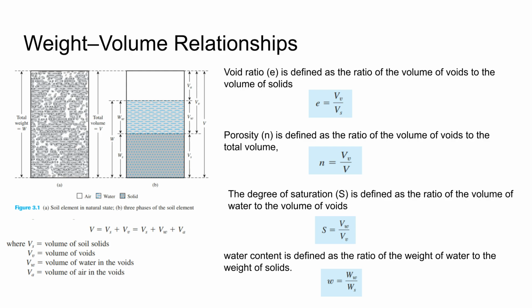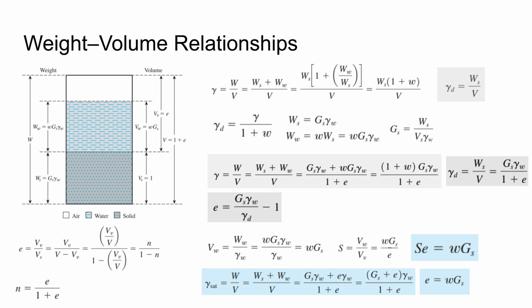The degree of saturation S is the volume of water to the volume of voids. Water content w is the weight of water to the weight of solids. Various equations connect the weight and volume relationships within soil mechanics. These formulas are crucial for calculating parameters like moist unit weight, dry unit weight, and the relationship between void ratio and the degree of saturation, where Se equals wG_s.